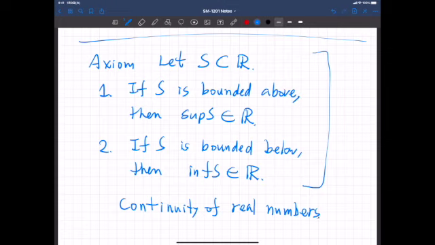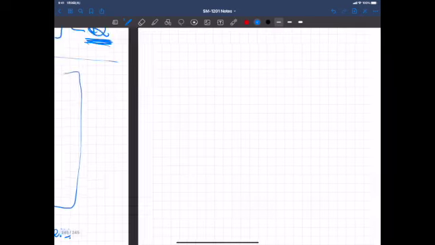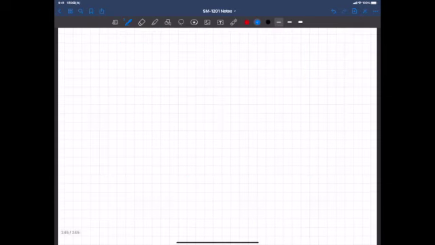Now, based on this axiom, we can actually prove Archimedes' principle as a theorem. Remember? In the first lecture, I introduced Archimedes' principle as an axiom, so there was no proof of it. But if we accept the axiom of continuity of real numbers, then actually Archimedes' principle can be derived from it.